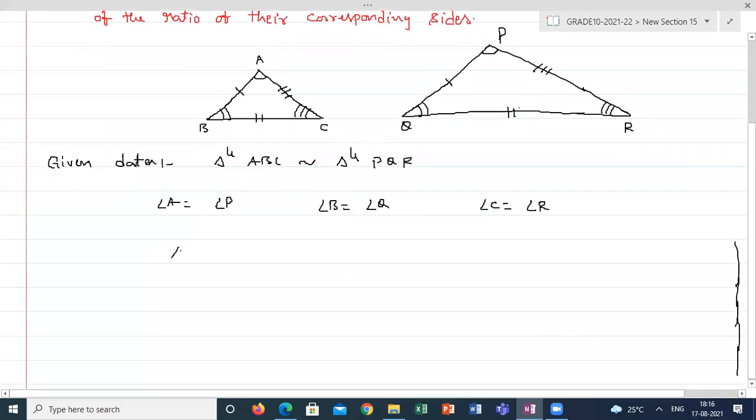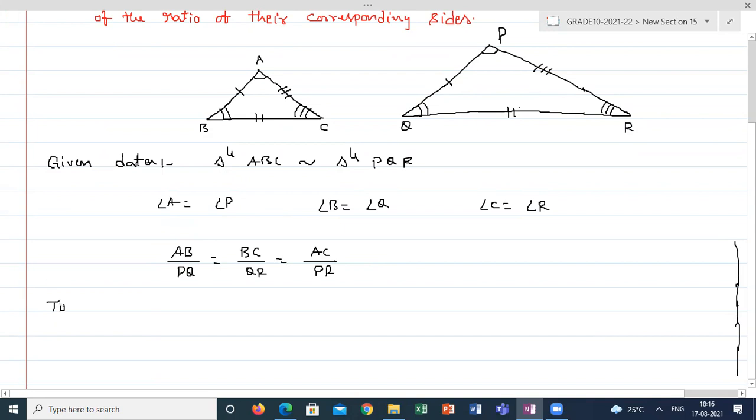So another given data is what? AB by PQ will be equal to BC by QR will be equal to AC by PR. This is also another given data. Four equations I can develop from the given data. Corresponding angles are the same, corresponding side ratios are the same.